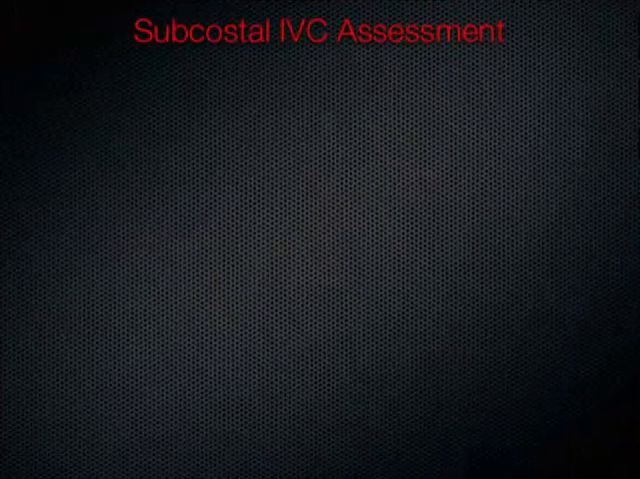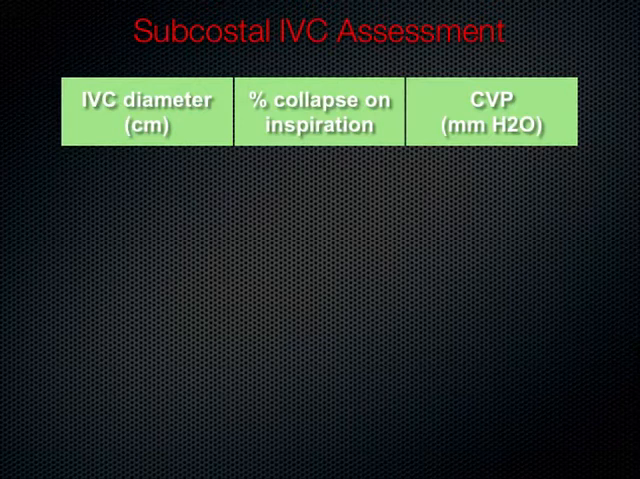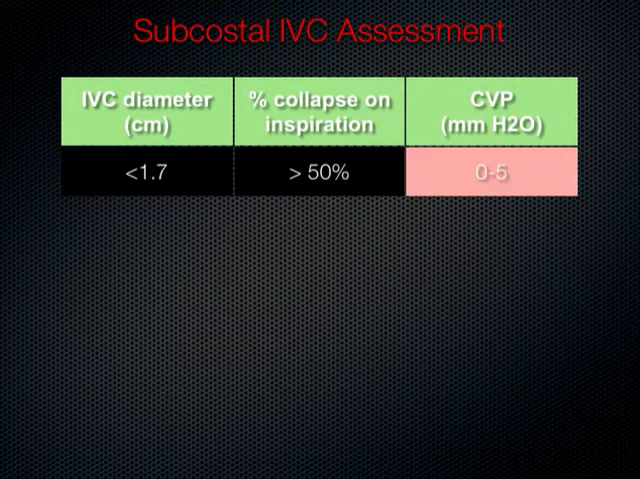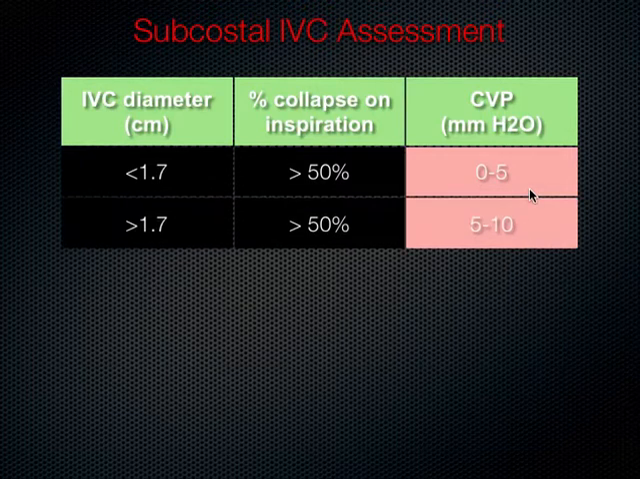And by assessment, I mean we're going to see how much it collapses. And depending on how much it collapses during inspiration is how hydrated or dehydrated the patient is. So for example, if the IVC diameter is small, less than 1.7 centimeters, and there's more than a 50% collapse upon inspiration, then the CVP, or central venous pressure, or how hydrated the patient is, is said to be very low, 0 to 5. And if the IVC is greater than 1.7, but we still have more than 50% collapse, in this case the CVP is higher, 5 to 10.